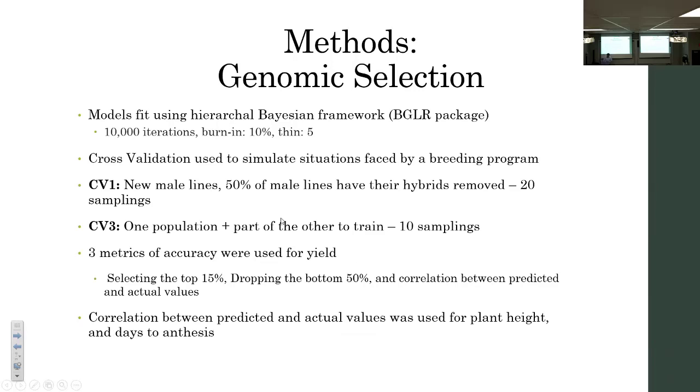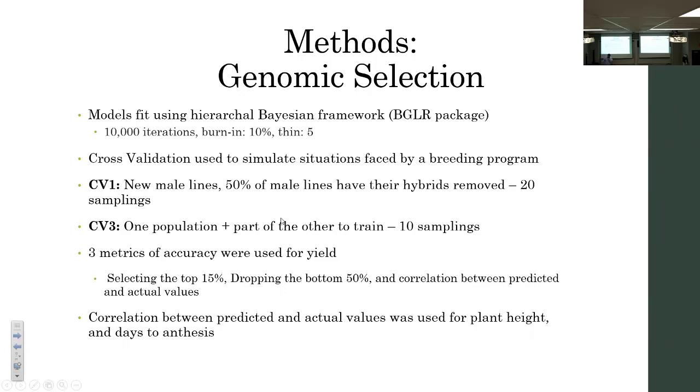So for the genomic selection, the models were fit using a hierarchical Bayesian framework in BGLR in R. The cross-validation schemes we used were two different schemes that replicate what a breeding program could possibly be looking at to evaluate this material. It's situations that you could possibly use. So one would be that you've just got new untested male lines. So we've got 50% of the male lines removed, their hybrids. This would simulate that we made test crosses with 50% of the males from the population. We want to predict the other 50% and see what kind of accuracy we can get.